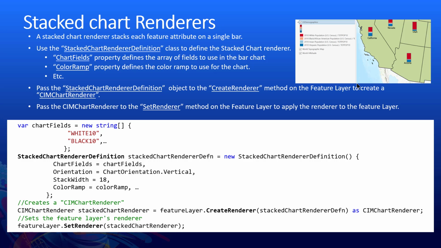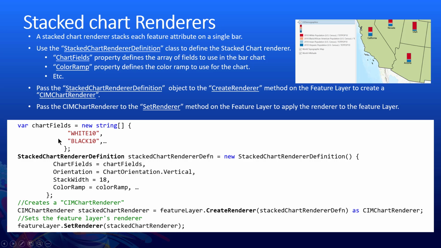The stack chart renderer stacks each feature attribute on a single bar. This type of renderer uses the stacked chart render definition object. The concept of creating this renderer is very similar to the bar chart renderer. Let us walk through the code snippet here.